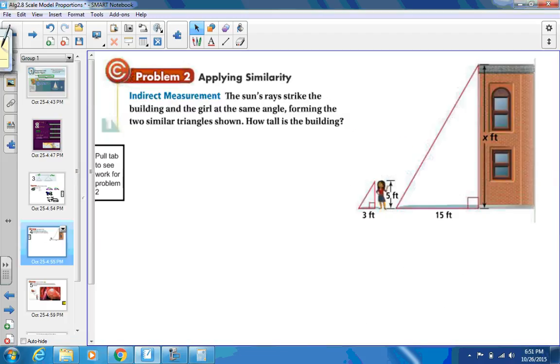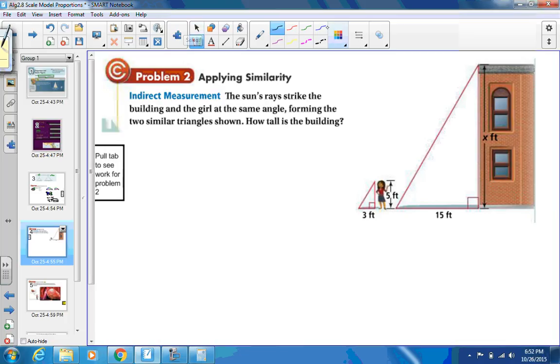All right, now we're going to look at another example. We're going to apply it to shadows. Shadows is a great way to apply proportions. It says the sun's rays strike the building and the girl at the same angle, forming the two similar triangles. So these are similar triangles.